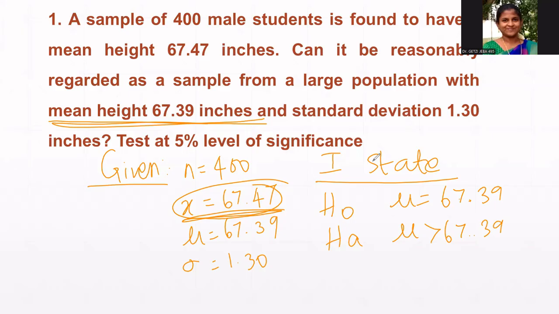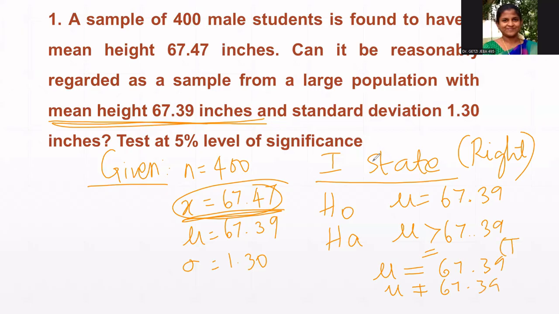If I have written greater than, this is called a right tail test. Suppose I can even write this as a two tail test, saying that mu is equal to 67.39 and mu is not equal to 67.39. So I can write it this way as well. This is a two tail test. Now I'm going to consider the first case, the right tail test, and proceed with the calculation part.